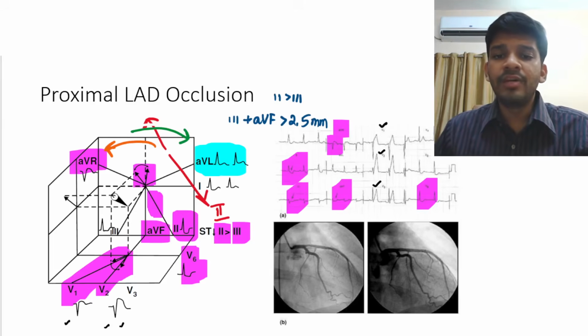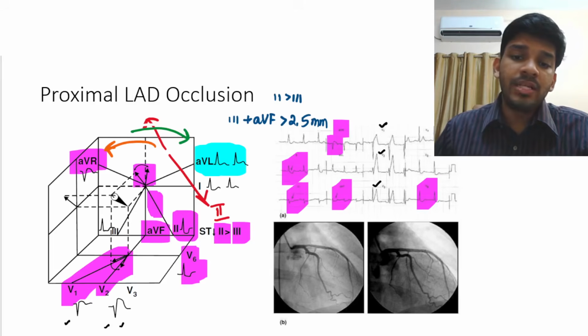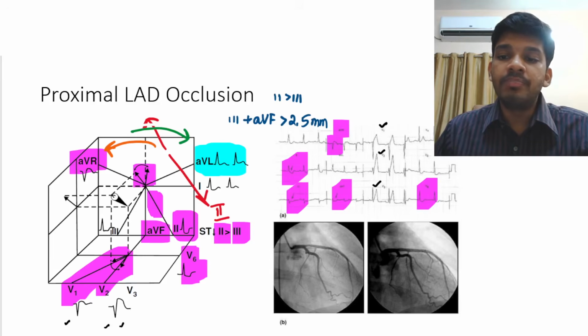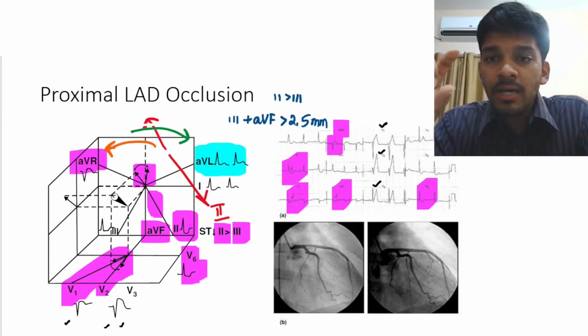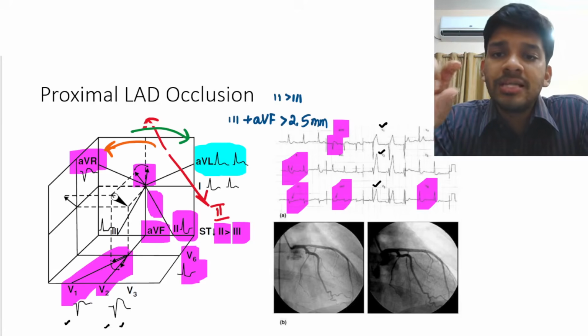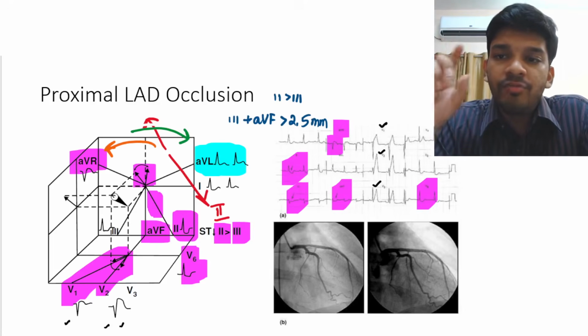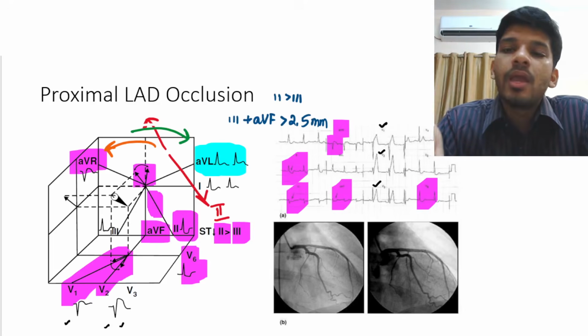If there is a high septal involvement, sometimes ST segment elevation in V1 is minimal. That is because the superior part of the septum is having perfusion from the RCA also. So sometimes there is sparing of that proximal part because that region has double perfusion. So sometimes you may not get very prominent ST elevation in V1, and that is the explanation for it.